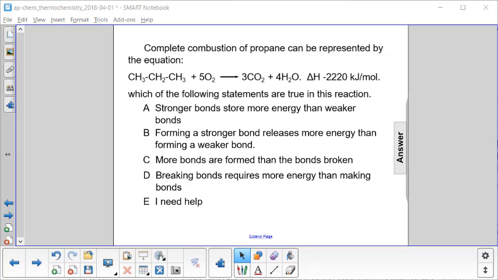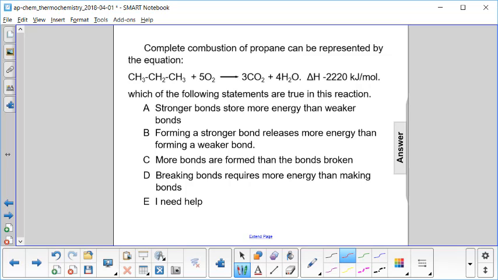Complete combustion of propane can be represented by the equation shown below: CH3CH2CH3, that's the propane molecule, plus 5 oxygen, produces 3 carbon dioxide and 4 water molecules. And the delta H for the reaction is given, and it's approximately what we calculated in the previous problem. It's rounded slightly differently, but approximately the same.